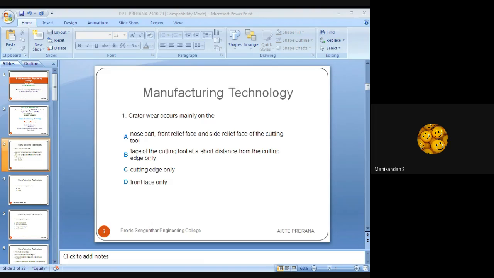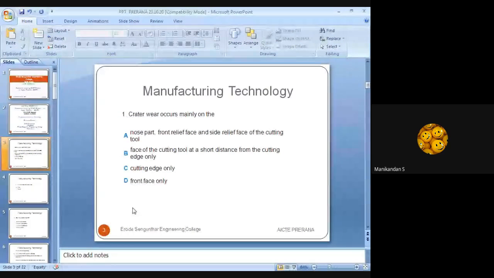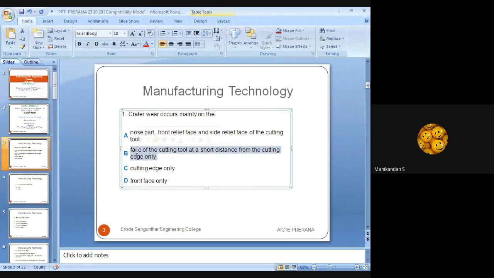Okay, kindly note down. Option B is the correct one. Crater wear occurs mainly on the face of the cutting tool at a short distance from the cutting edge only.